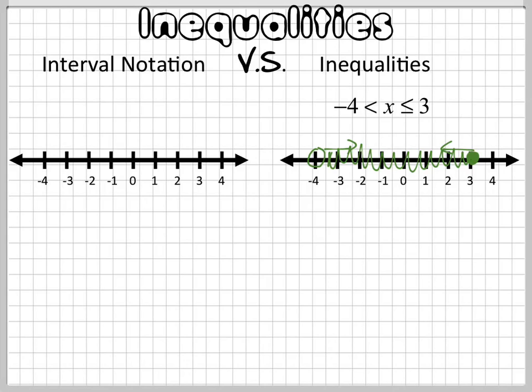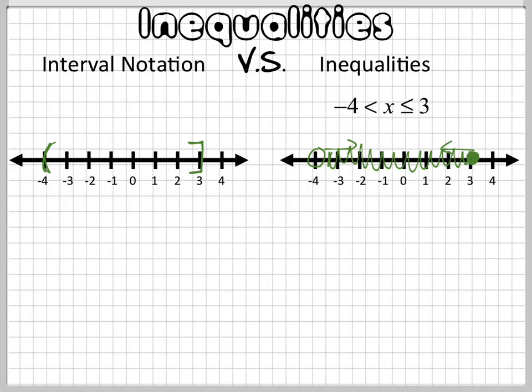Over here for interval notation, the graph is pretty much the same, except instead of using an open circle and a closed circle, I'm going to use a parenthesis and a bracket. Brackets are the same as closed circles. It says that number is included. So 3 is included in the solution. Does that make sense to you guys? Yes? Okay.